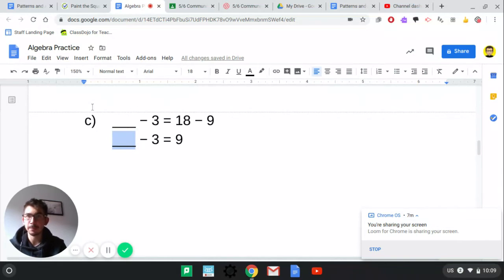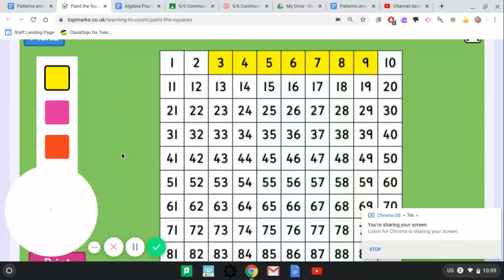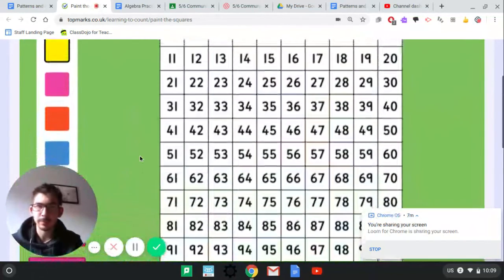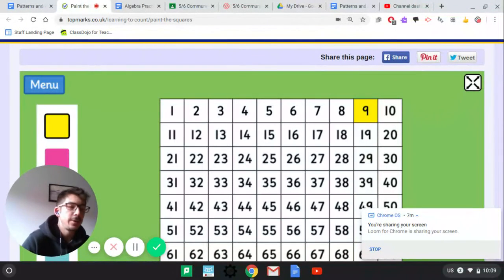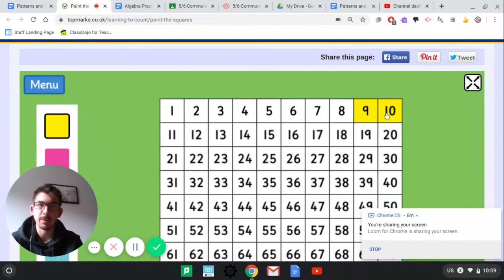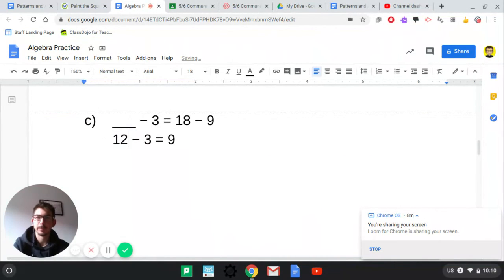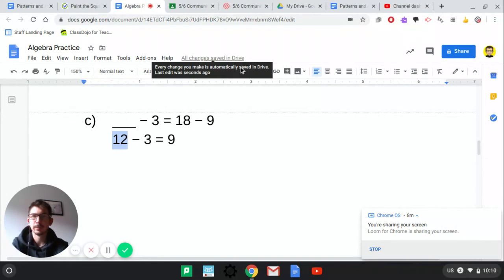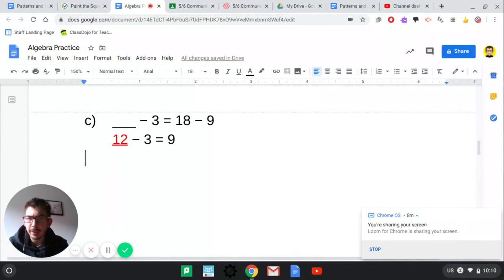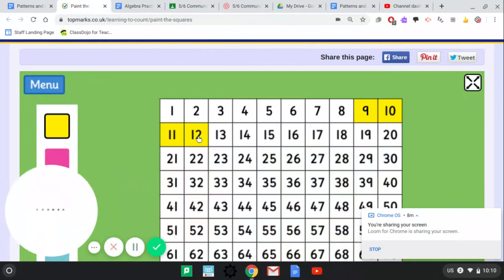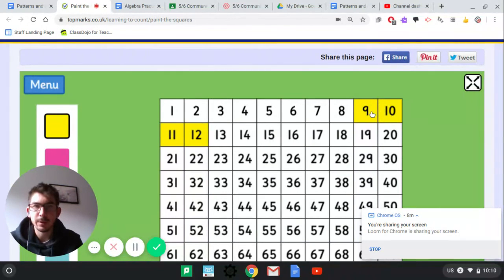Okay, so we're going to go ahead and do that again. Start at 9. So it's something that loses 3, which equals 9. So we're going to start from 9 and then add on 3, which should give us our missing number. 1, 2, 3. Right? 12. Okay, so it's 12 minus 3 equals 9. And I can double check that by looking at the square. Start from 12, go down 3, and I'm on 9.